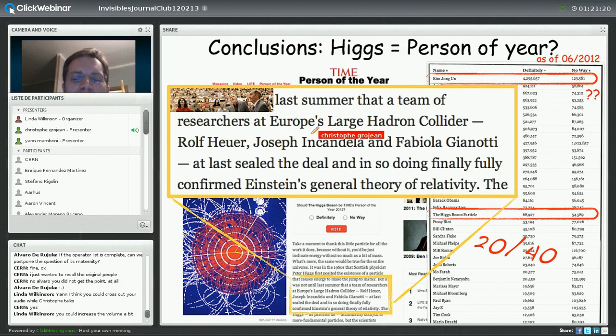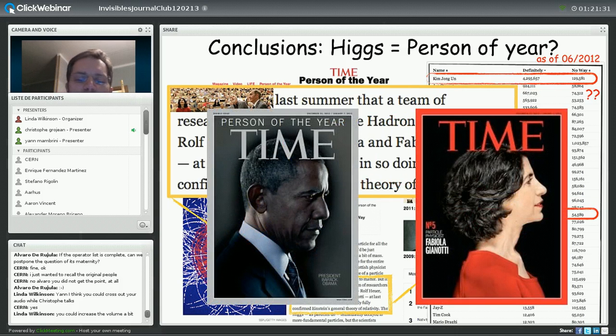They say that last summer, a team of researchers at CERN, Rolf Heuer, Joe Incandela, and Fabiola Gianotti, confirmed Einstein's general theory of relativity by finding the Higgs particle. And at the end of the day, the Higgs didn't make it to the front page of Time magazine. As you know, it was Barack Obama that was elected again the person of the year, but at least Fabiola Gianotti was number 5 in this election, and she made it to the front page of Time magazine.